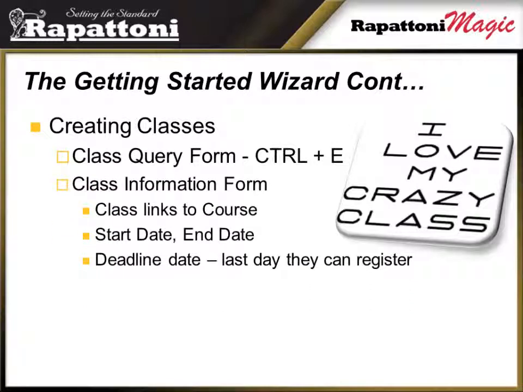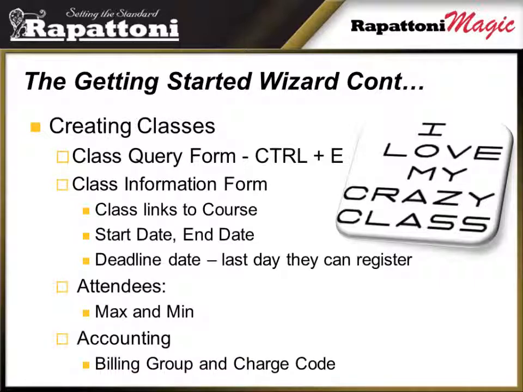form. Now, the class information form will link to the course by using the course ID field and populating that correctly. We also talked about the start and the end date, as well as the deadline date, which is the last day they can register, especially on IMS. In-house, you can make exceptions, but on IMS, they will not be able to register after that deadline date. We talked about the attendees, where there's the maximum amount as well as the minimum.